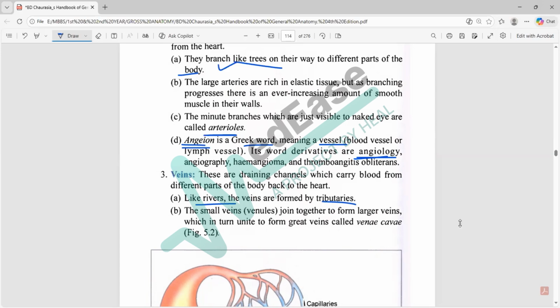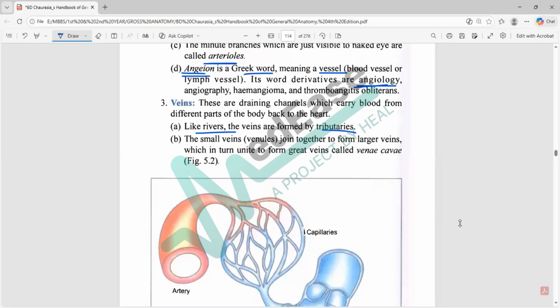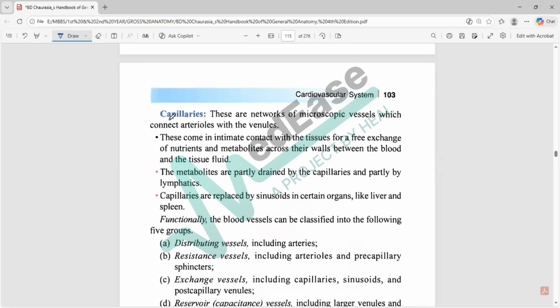Now, the small veins will be present, after the uniting of the capillaries to produce the venules, which then usually join with each other to form the larger veins, which will be uniting with each other to form even larger veins, which are the vena cava. Respectively, on the upper part of the body or head is the superior vena cava, while the inferior part will be containing the inferior vena cava.